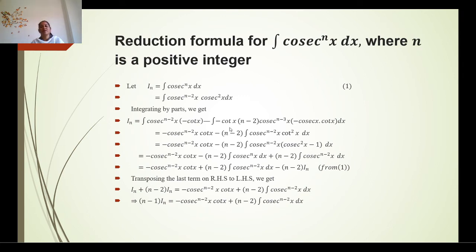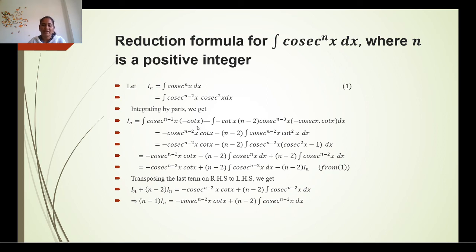Next we move on to the last trigonometric function, cosecant to the power of nx, where n is a positive integer. This is the reduction formula related to cosecant nx. In this reduction formula also we have to follow the same procedure as we already solved in secant to the power of nx dx. Divide and multiply by cosecant square x, then integrating by parts, we get this equation.